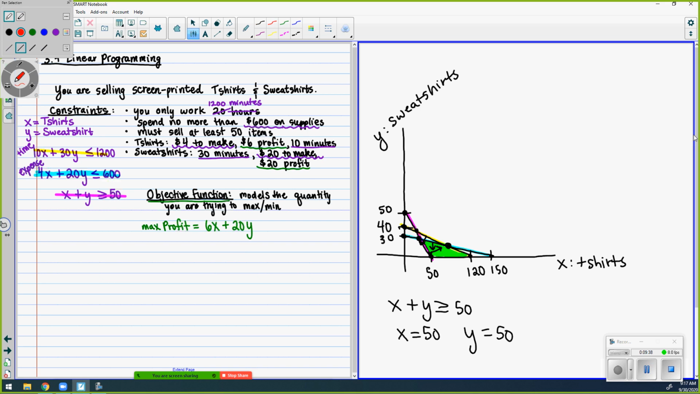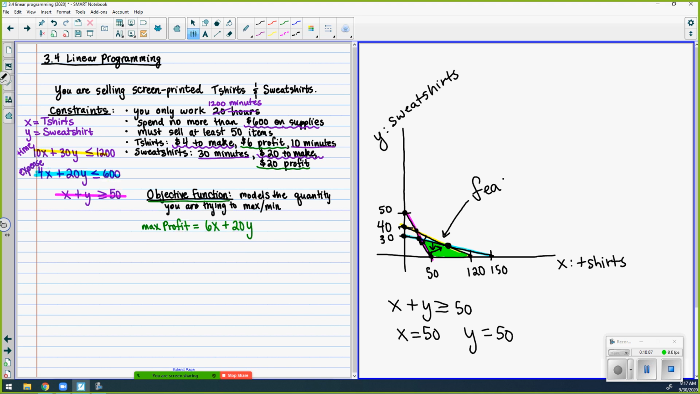Let's review the constraints. The constraints are that I can only work for 1,200 minutes, I can spend no more than $600 on supplies, I have to sell at least 50 items, and the t-shirts cost $4 to make and 10 minutes to make. Sweatshirts cost $20 to make and take 30 minutes. All right, so let's see, I think we've got everything covered. Like I said, this is our feasible region.